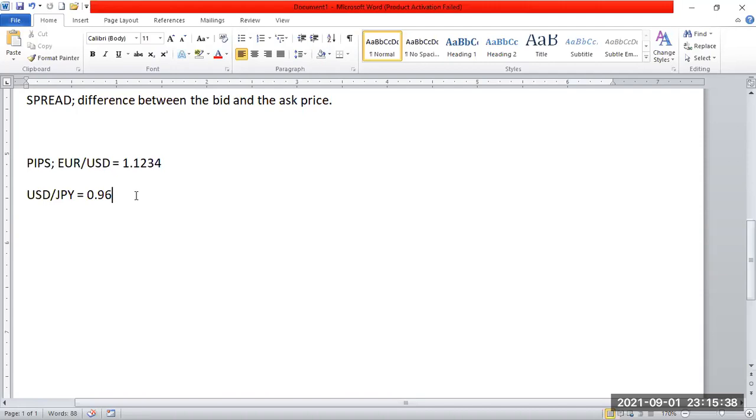Okay, so that's for pips. Now, how do we calculate profits or loss? Let me take one more for USD JPY. Let's say we have 1.12356.7. Can someone tell me how many pips we have here now? How many pips do we have here? I'm expecting our answer.